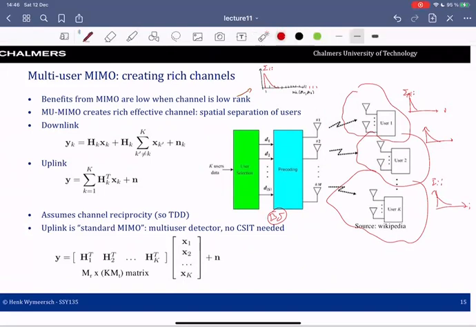The signal sent by the base station, let me write that first, is X, which is the superposition of the signals for all of the users, x_k for user k. And this may look a bit strange, right? Because you don't separate users anymore in time and frequency. You just send all of their signals together, overlapped.